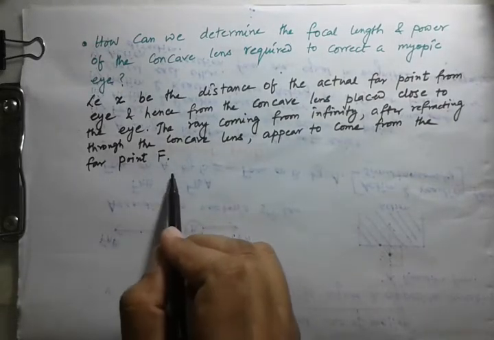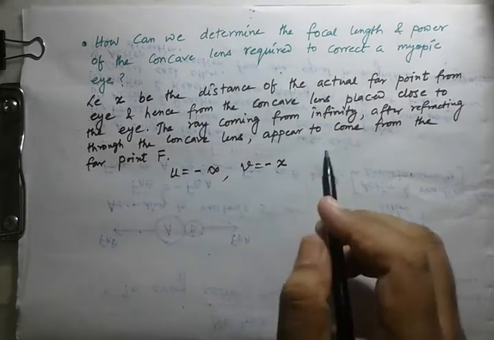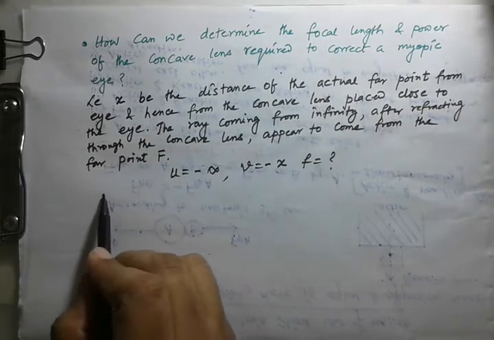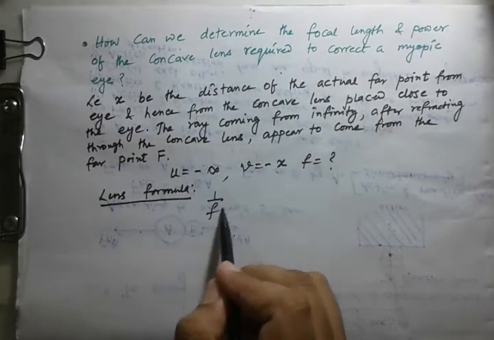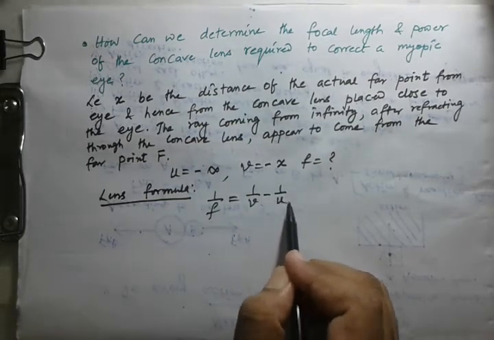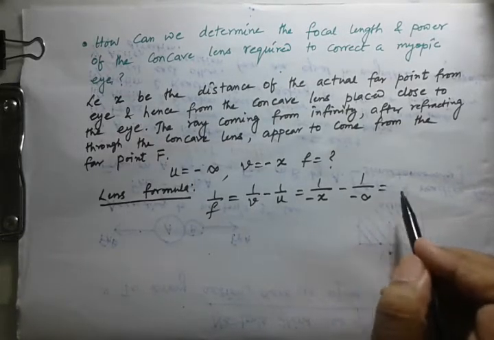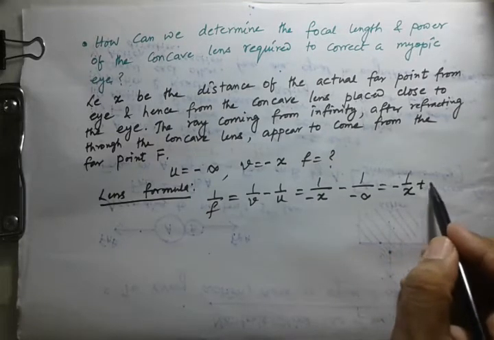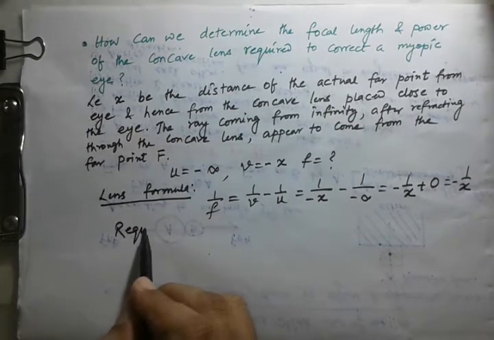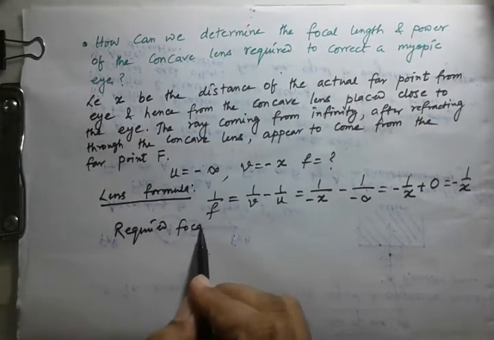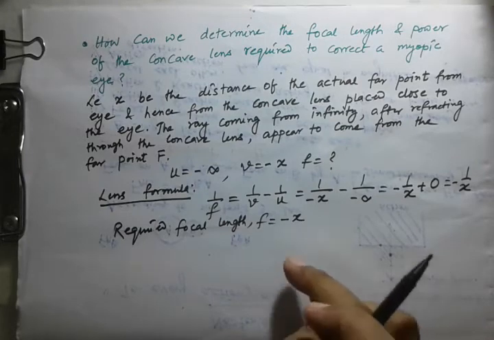So we can take u is equal to minus infinity, and then v is equal to minus x. So f we have to find out. Using the lens formula, 1 by f is equal to 1 by v minus 1 by u, is equal to 1 by minus x minus 1 by minus infinity. So minus 1 by x plus 0, since 1 by infinity is 0, is equal to minus 1 by x. So the required focal length f will be equal to minus x.